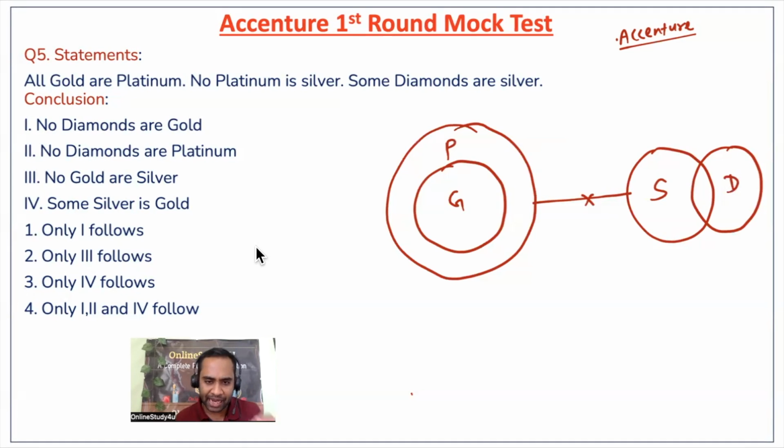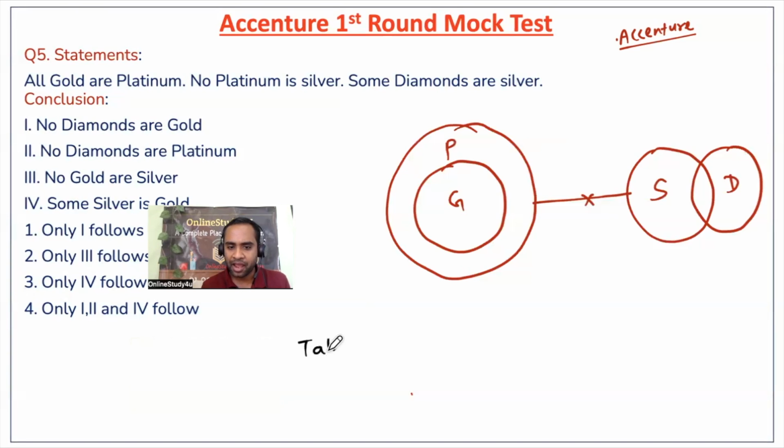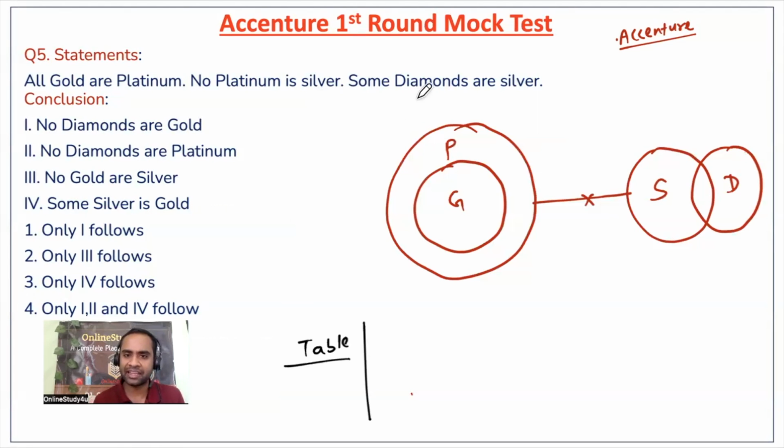Now, in every video of syllogism, I asked you to make the table, and then only you should proceed, right? Okay, so how this table will be useful, let us understand. They are telling some diamond are silver, but what about platinum and gold relation with diamond? That they have not mentioned, right? So that you have to make inside a table.